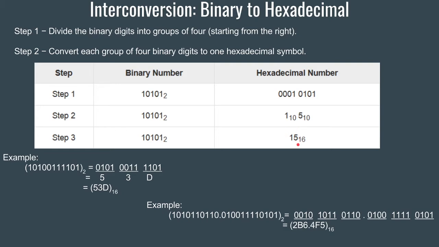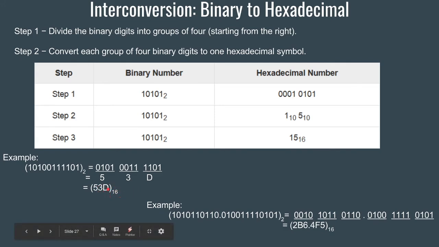It is not F. Let's take a look at this example. This would clear the concept. Here we have 10100111101. Now we start making groups of 4 starting from the right hand side, and we get this. Now 0101 is 5, 0011 is 3, this 1101 is D. Therefore we get 53D base 16 as our hexadecimal number.